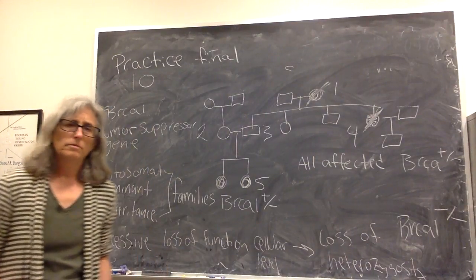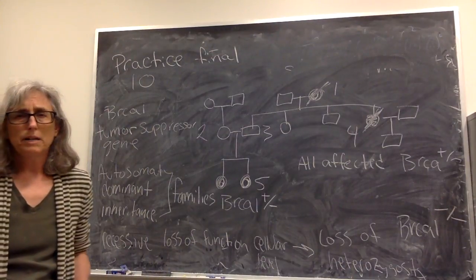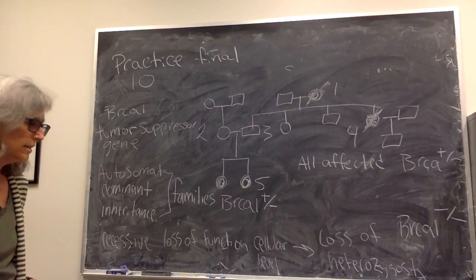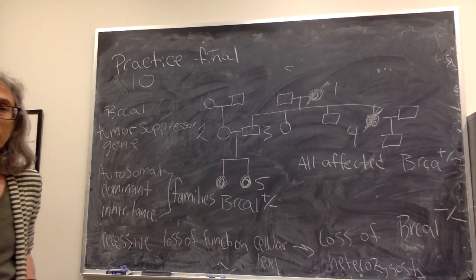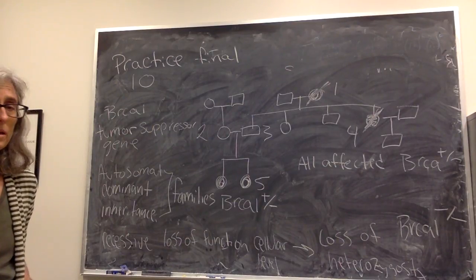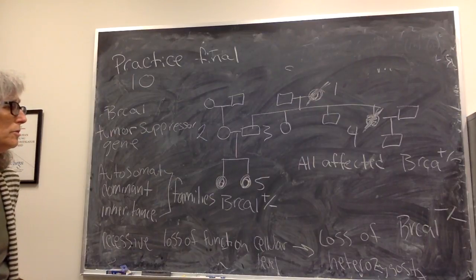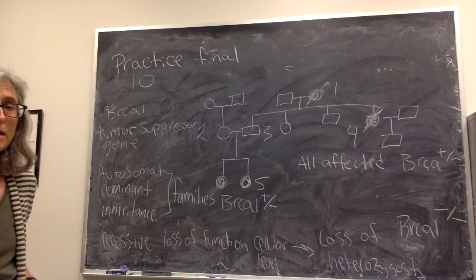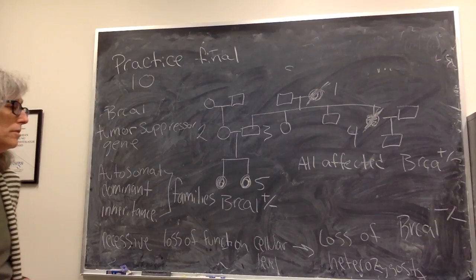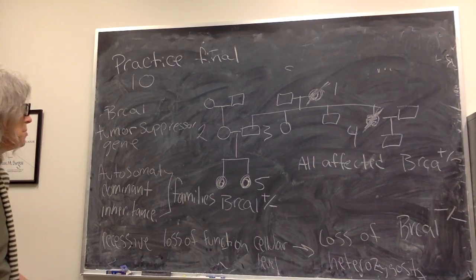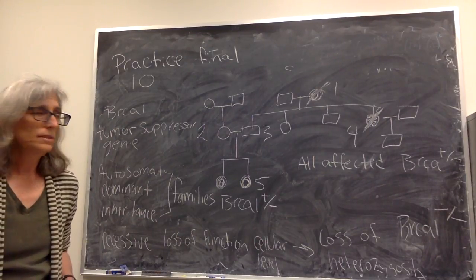So this is the last problem on the practice final, and this is a problem that we've seen before on the second midterm, and it has to do with looking at the inheritance patterns of BRCA1 mutants in a family. Now, BRCA1 is an example of a tumor suppressor gene.